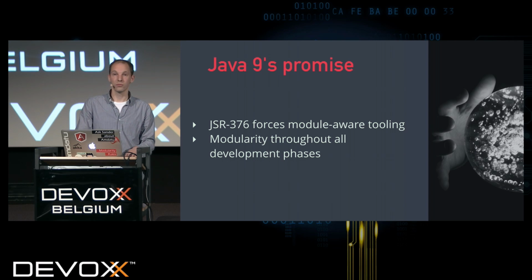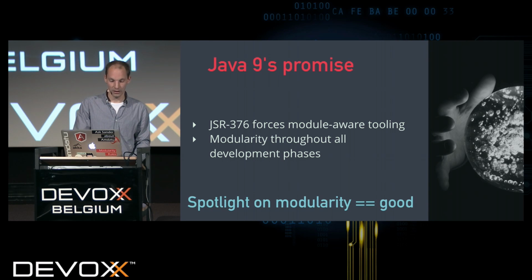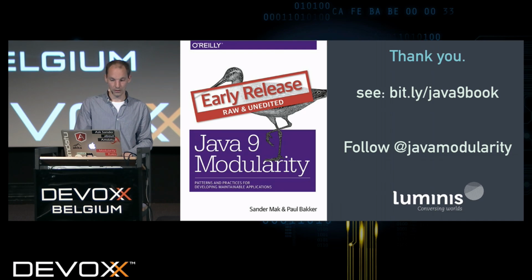And not just on the whiteboard, but at compile time, as we saw in the first demos. So we need to be explicit about our dependencies. We cannot just have accidental dependencies on parts of our system anymore. But also at runtime, right? And even in the new link phase. So modularity brings us a lot in different phases of development. And in the end, I would say having the spotlight on modularity is definitely a good thing for us as developers. So that's the first half.